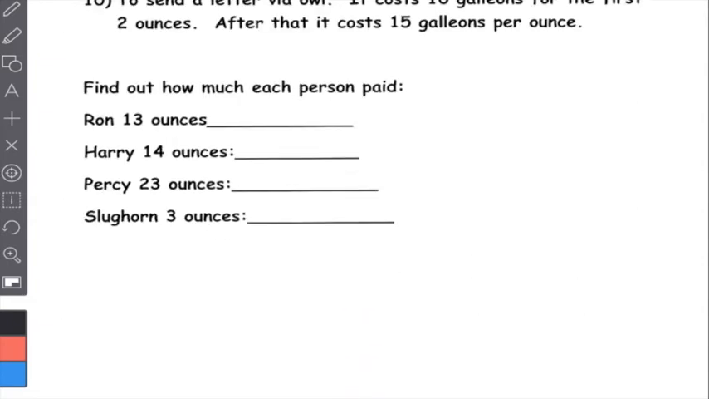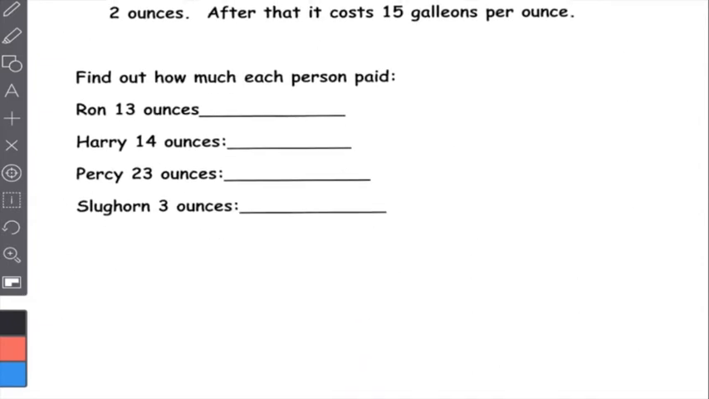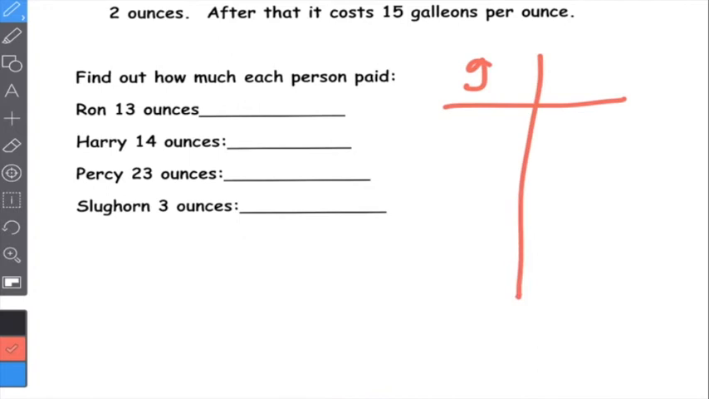Okay, all right, so this one, what I'd like you to do is actually make a chart. So it says to send a letter via owl, it costs 10 galleons. Remember, galleons is money. For the first 2 ounces, after that, it's 15 galleons per ounce. So if I make a chart, we're going to do G for galleons, and then ounces, I'll put OZ for ounces. So for the first 2 ounces, it costs 10 galleons.